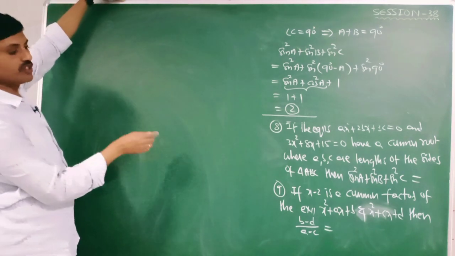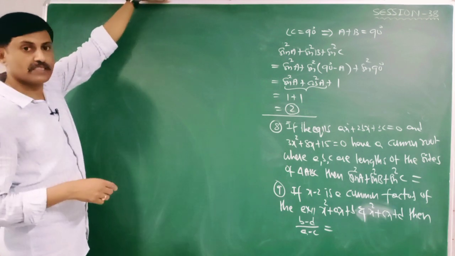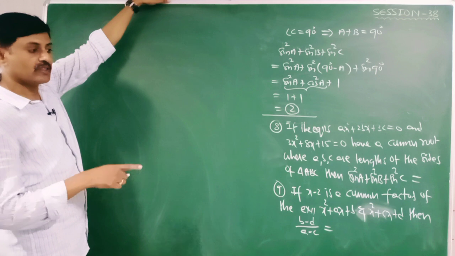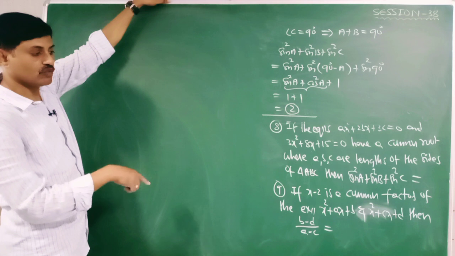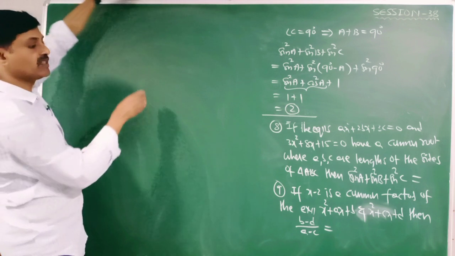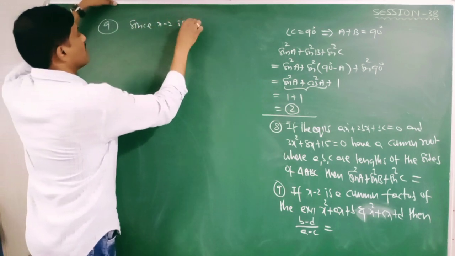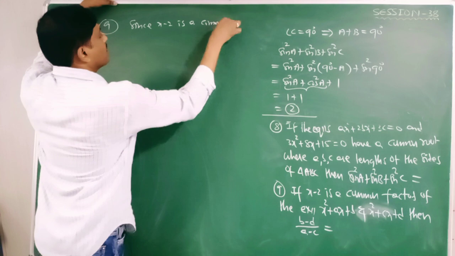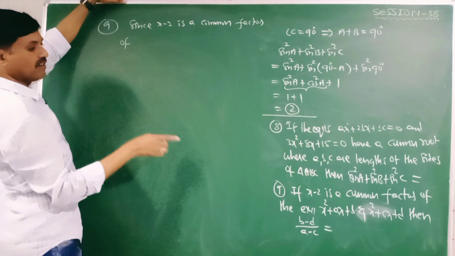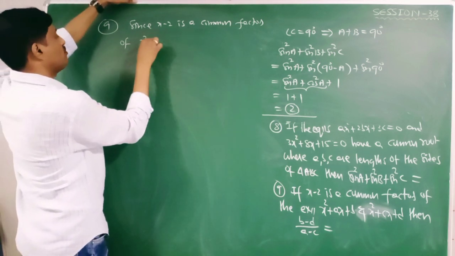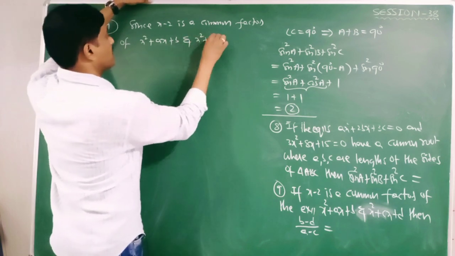Students, I move on to the next question, which is the 9th. If x minus 2 is a common factor of the expressions x square plus ax plus b and x square plus cx plus d, then we have to find b minus d by a minus c. What is the meaning of x minus 2 is a common factor? Since x minus 2 is a common factor of both the expressions x square plus ax plus b and x square plus cx plus d.